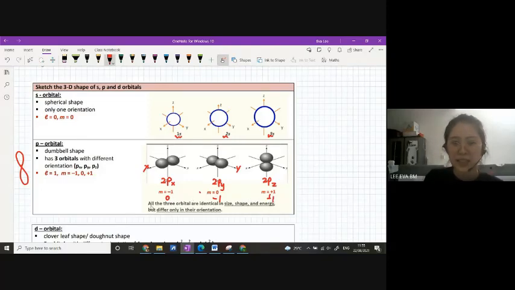So the sentence over here: all three orbitals are identical in size, in shape, and in energy, but only different in their orientation. The direction they show is different. That's why we say the value of m represents or indicates the orientation.